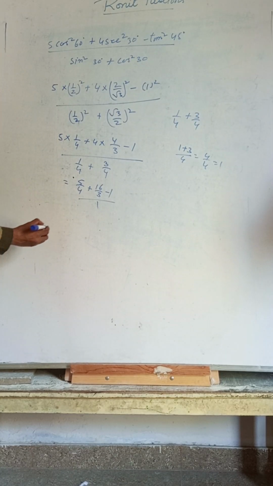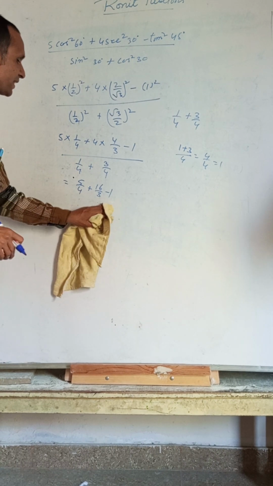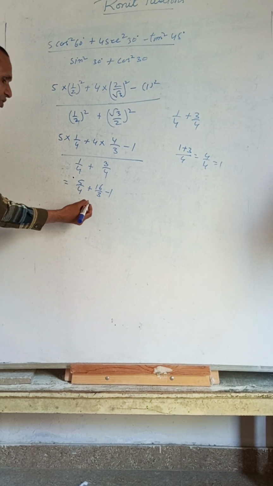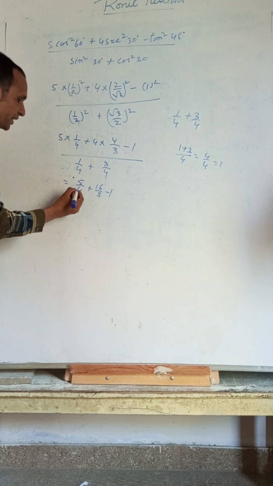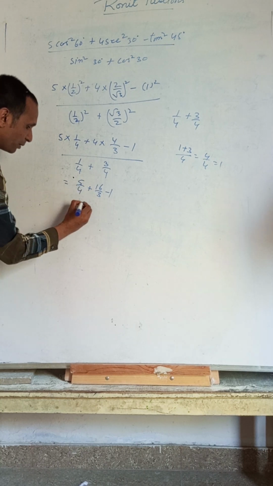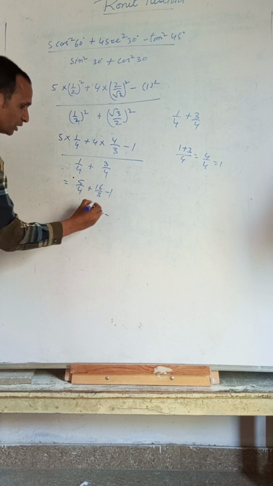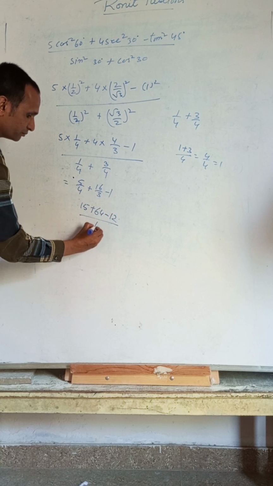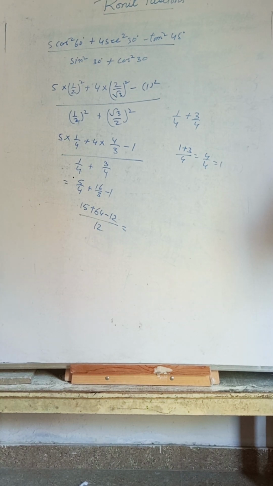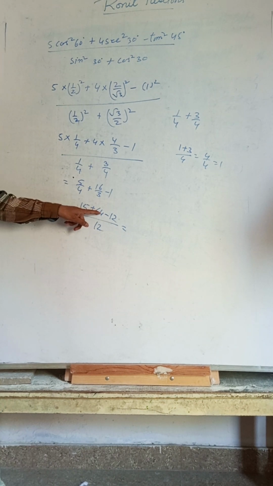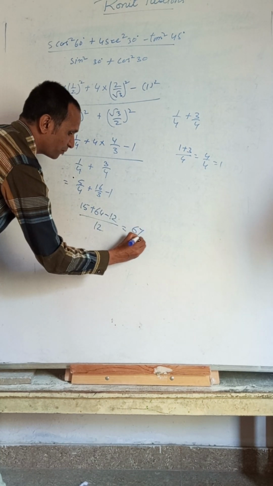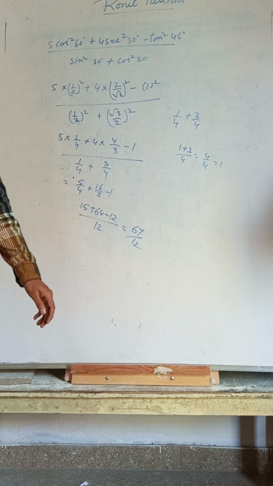So the denominator is 1, and we can write it directly like this. Now we are taking the LCM of these numbers, which is 12. So 5 threes are 15, plus 16 fours are 64, minus 12 ones are 12, by 12. 15 minus 12 is equal to 3, and 64 plus 3 is equal to 67 by 12. This is the answer of this question.